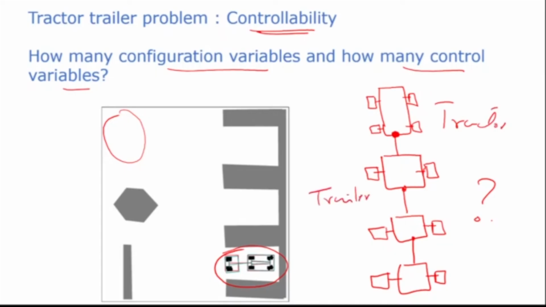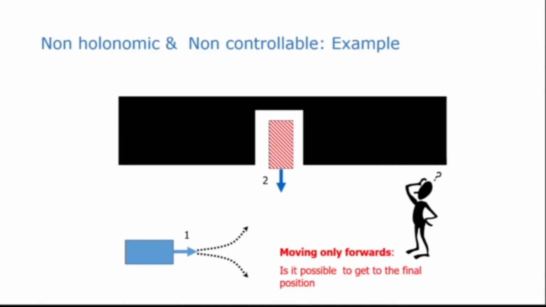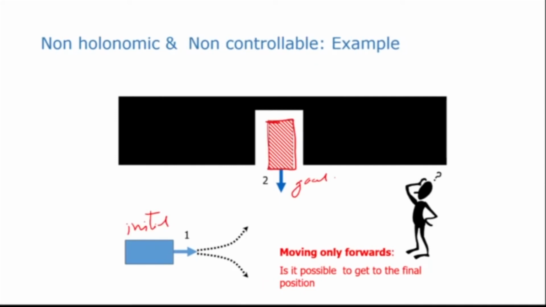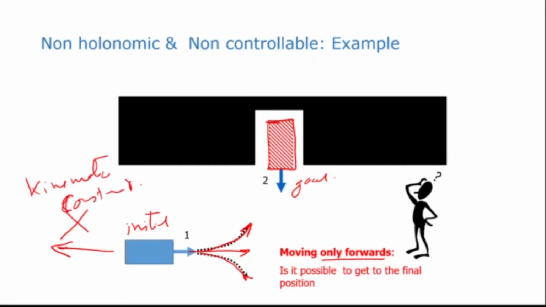Now, systems can be non-holonomic and they can be non-controllable. For example, in this particular case, this is the car and I want to park the car here. This blue car is my initial point and this is my goal point. I want to park it there. Is it possible to park it there in one shot, in which case I am moving only forward? That means the car can go forward and it can turn at a particular angle. It cannot go backwards. Let's say we have a kinematic constraint that the robot cannot go backwards. So in that case, is it possible to go?